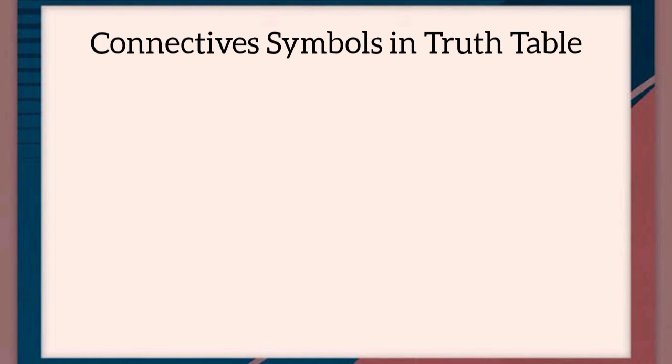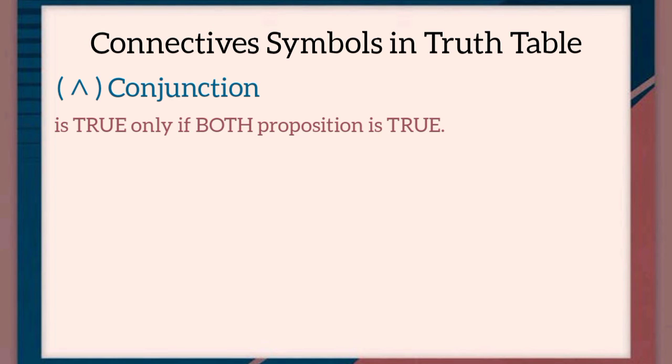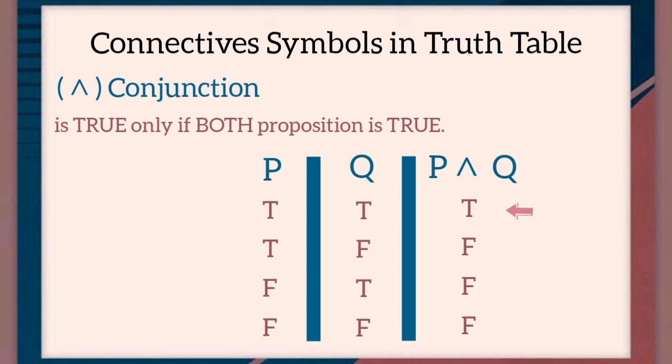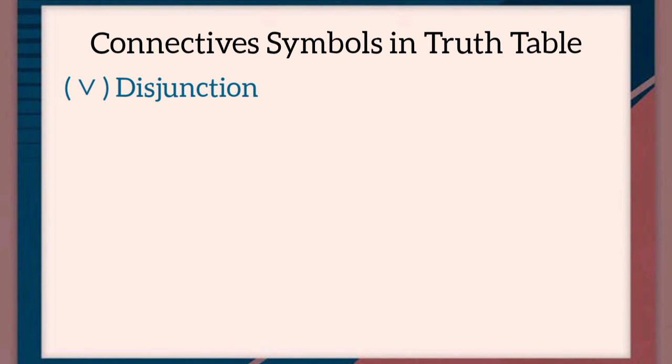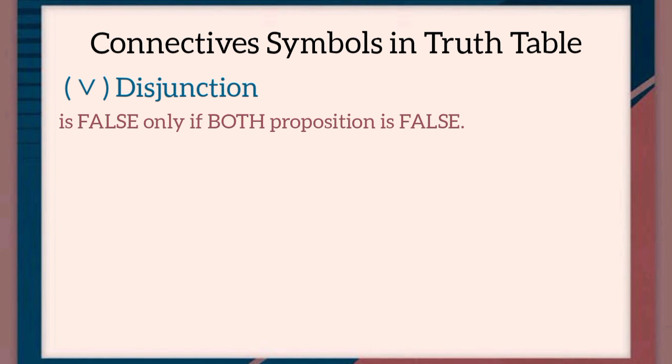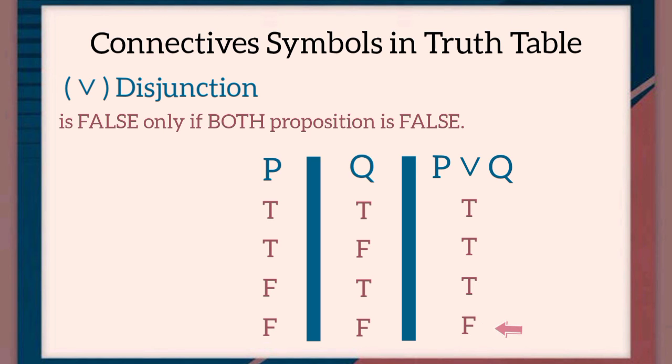Connectives have a huge part in creating a truth table. The first one we will discuss is the conjunction, which is true only if both are true. So in this case, this part is the only true and the rest is false, since these are the only times where both propositions are true. So the next is disjunction, which is false only if both propositions are false. And in this case, these are the only false and the rest are true, since these are the only times where both propositions are false.